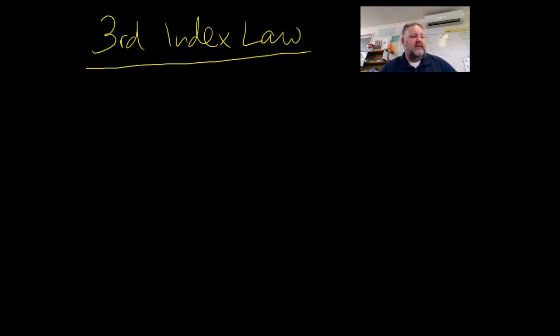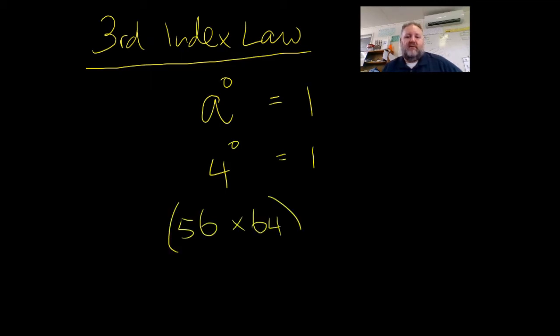This is our third index law. This one is pretty easy. This is called the Zeroth law, because it's all about an index that's a 0. A to the power of 0 equals 1. In fact, anything to the power of 0 equals 1. So if I had 4 to the power of 0, it equals 1. If I had 56 times 64 all to the power of 0, it equals 1. Anything to the power of 0 equals 1. So that one's pretty easy.